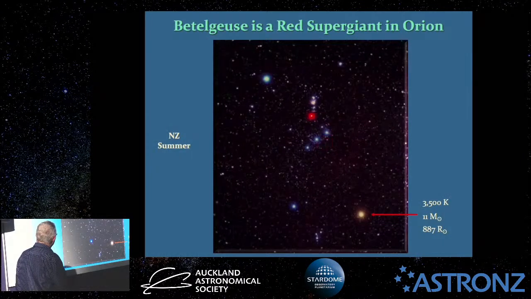So here's your pot again. There's your handle. There's your three main sequence massive stars in there. Your blue supergiant Rigel here, and there's Betelgeuse here. That's a red supergiant. That's visible in the New Zealand summer.